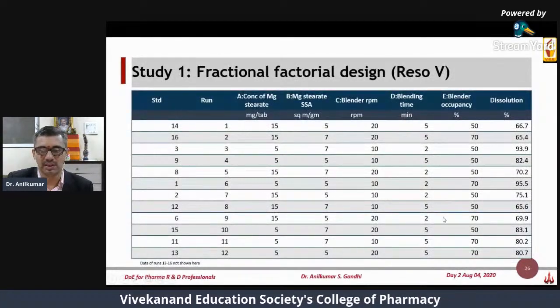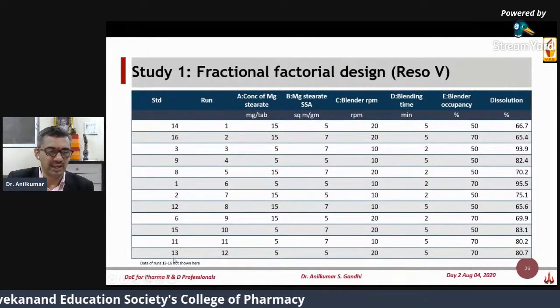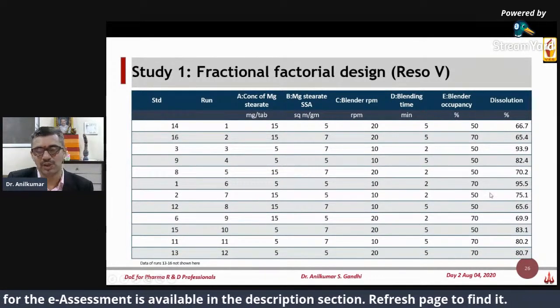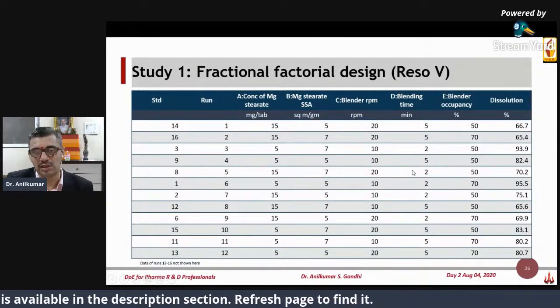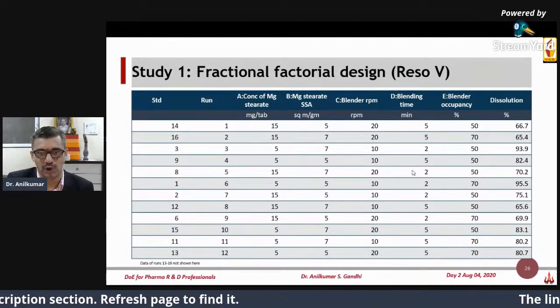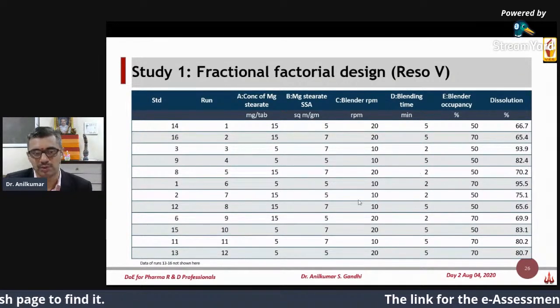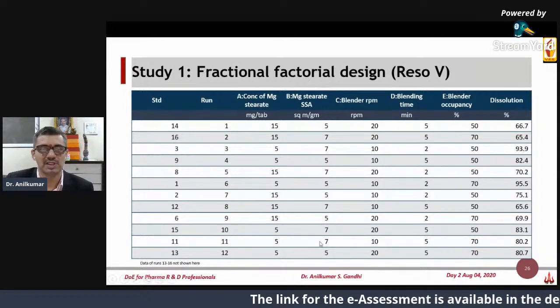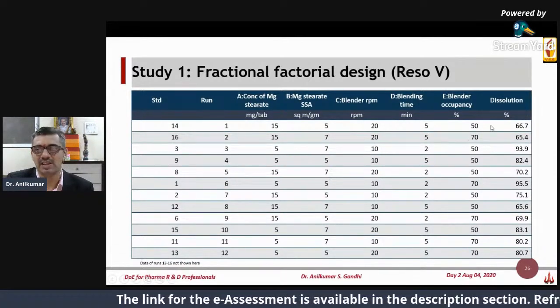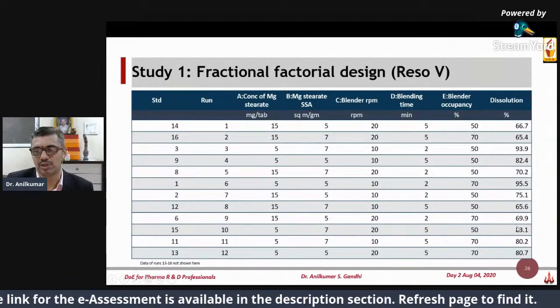You are seeing here 13 experiment runs. I didn't include the other runs because otherwise the table would become too small in font and you would not be able to see it. What is important here is the elements of the design, and then you will see the dissolution value.